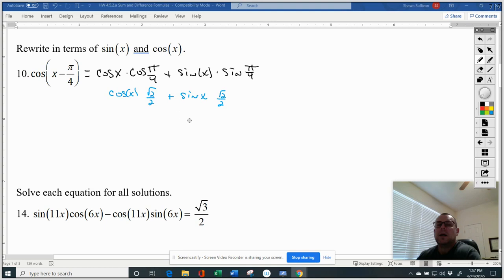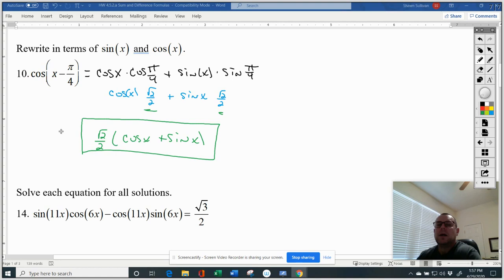We might want to take this one step further. I wouldn't worry about it, but I will, just to kind of make things neat. Square root of 2 over 2 is common to both of these, so I'm going to factor out a square root of 2 over 2. And that leaves me with cosine of x plus sine x. And we're done. Not horrible. Not too terrible. We're going to take a look at problem number 14 next.